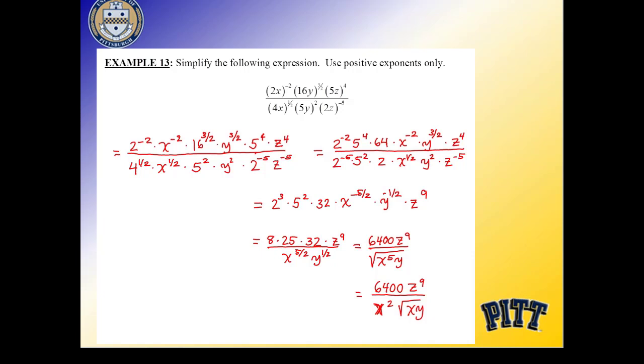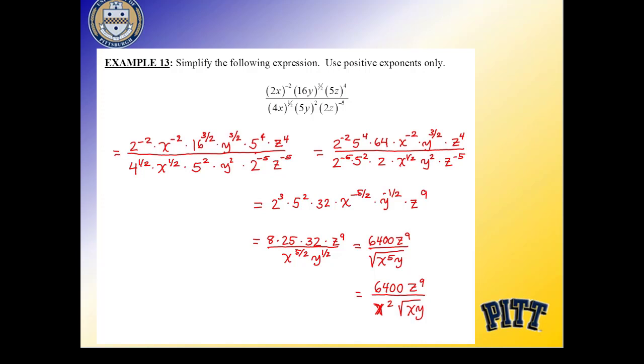So what you see me do first is I take all the numbers and put them first. Like the 2 to the negative 2, the 5 to the 4th, the 16 to the 3 halves, which does become 64. I put those on top first, and I put the letters with the exponents next. And I do the same thing on the bottom. I put the 2 to the negative 5, the 5 squared. And you notice I'm also trying to line them up so that I can carry through some cancellations. I'm also going to line up the x's, y's, and z's to do the same thing.